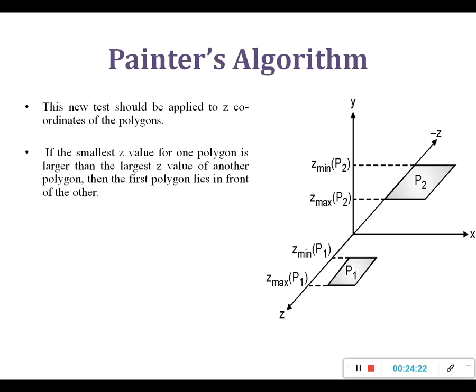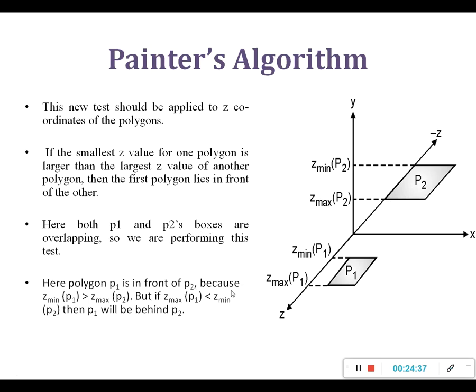If we are checking this in terms of z min and z max, we can say here both P1 and P2 are the boxes. This is box 1, P1, and box 2, P2. These are the two boxes which are overlapping. So we have to perform this test, and here we can say that P1 is in front of P2.